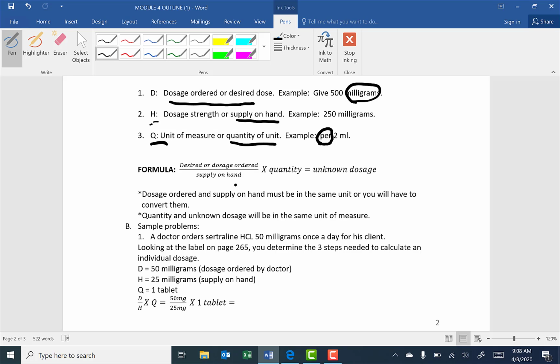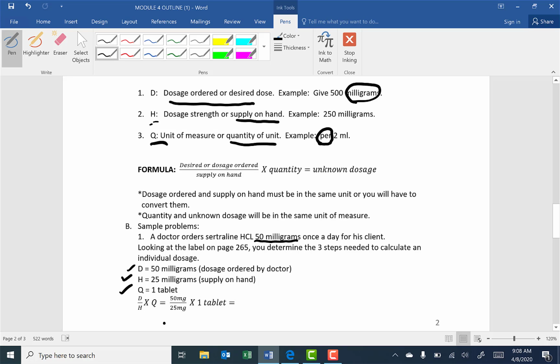A doctor orders sertraline HCl 50 milligrams once a day for his clients. That's our D because the doctor ordered it, 50 milligrams. Looking at the label on page 265, you determine the three things you need to calculate an individual dose. You are given in that problem 25 milligrams as what's on hand and one tablet. The formula is D over H times Q.